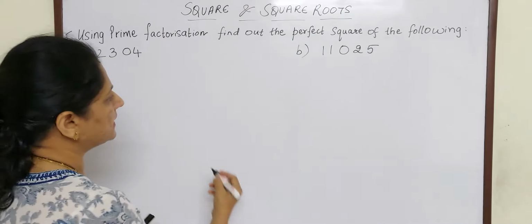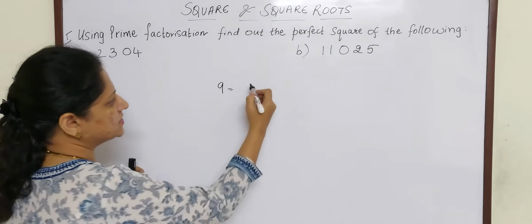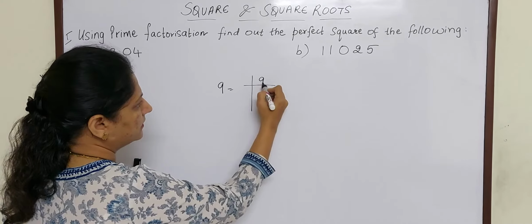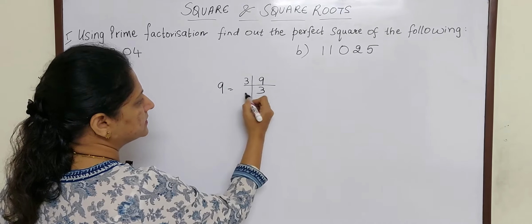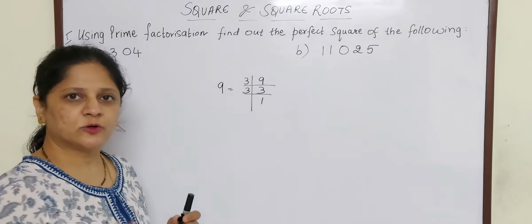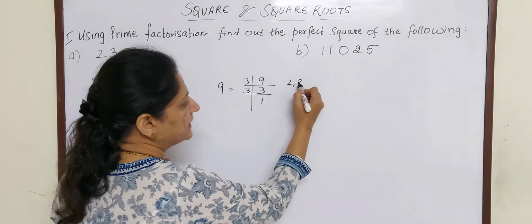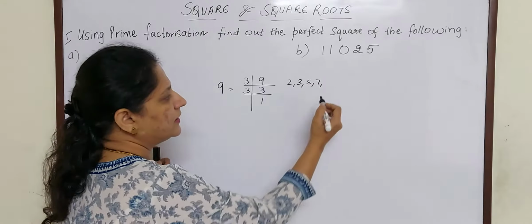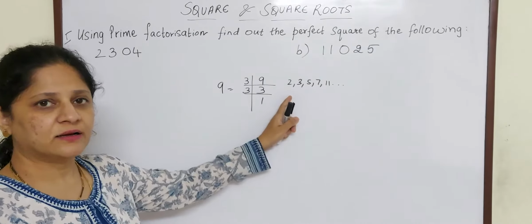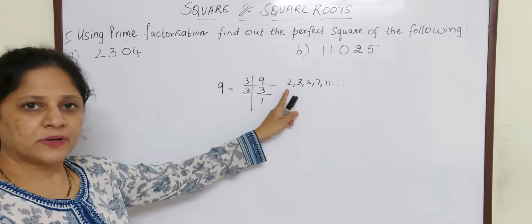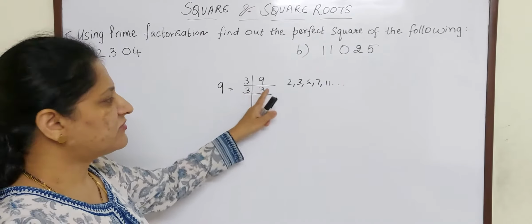Now suppose there is a number 9, and you have to do prime factorization of that. So your first step will be dividing this with prime numbers. 3 threes are 9, 3 ones are 3. You know what are prime numbers? You may have learnt in younger classes: 2, 3, 5, 7, 11. They are all prime numbers. They do not have any other factor other than 1 and the number itself. So we have to use such numbers to find out the product.